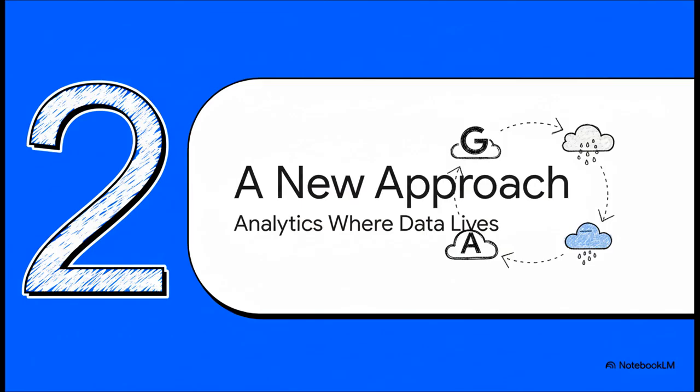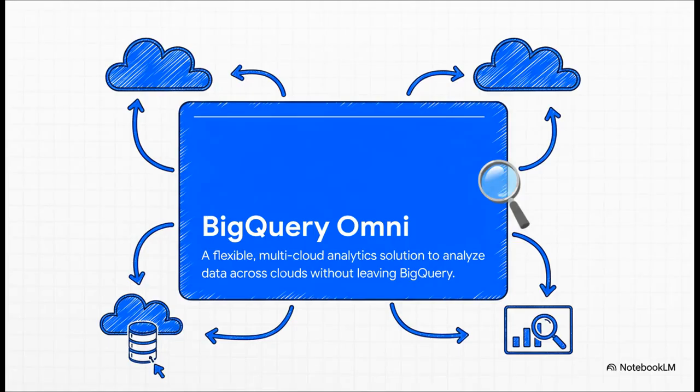It's a totally new approach. You bring the analytics to where your data already is. And that, right there, is the core idea behind BigQuery Omni. Think of it as this super flexible, multi-cloud analytics tool that lets you query your data across different clouds, all while you stay inside the BigQuery UI that your team already knows and loves.